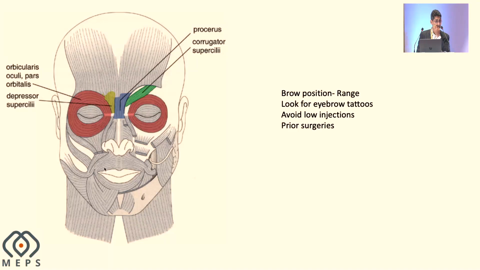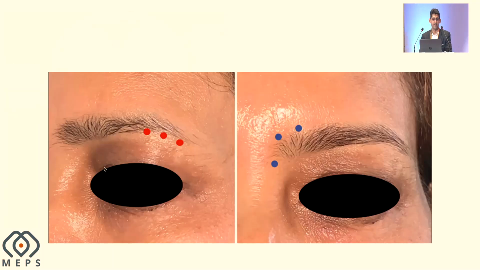So in this, you have to first examine the range of movement of the eyebrow. Look for eyebrow tattoos and microblading, because they sometimes have falsely elevated eyebrows. It's not the normal position of the eyebrows, so the muscles can get a little mixed up. Avoid too low injections, because you don't want to end up with a ptosis, because it's not reversible. It takes 3 months to go away on its own. And always ask for a history of prior surgeries, because that also can change the anatomy, because brow lifts tend to sever the corrugator muscles as well.